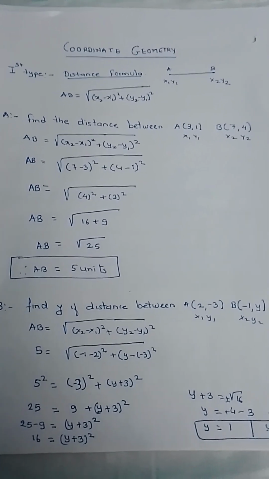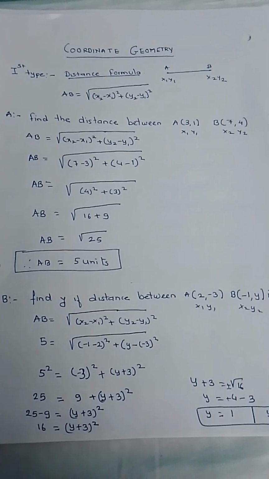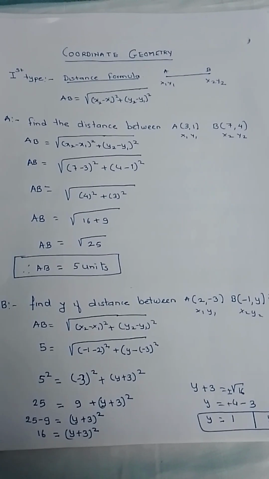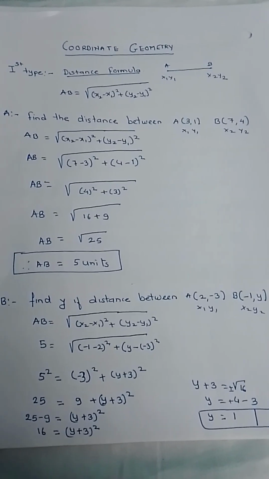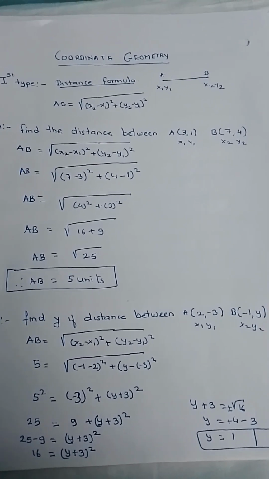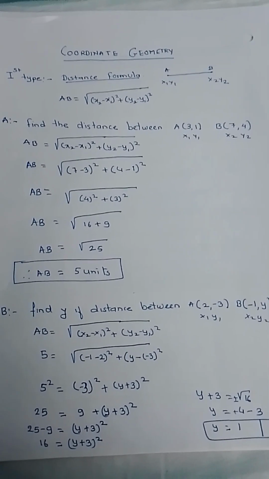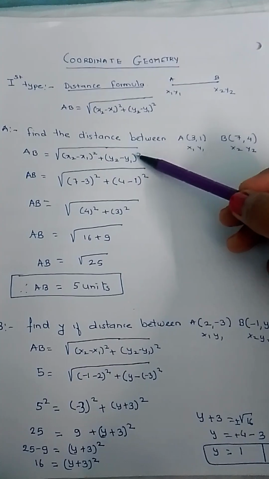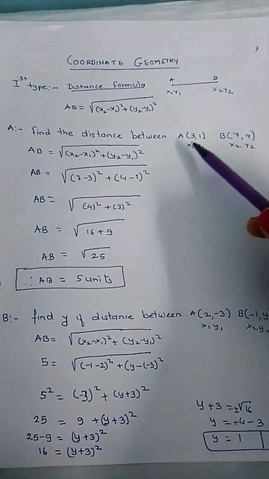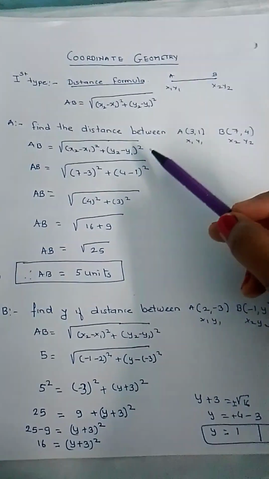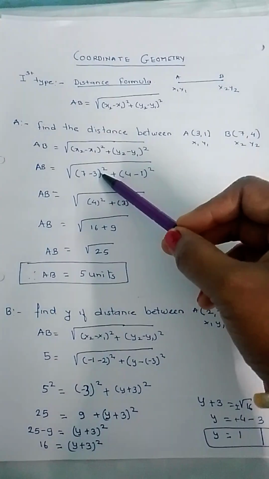The question is: find the distance between A and B. A coordinates are 3, 1, B coordinates are 7, 4. The 3 is x1, 1 is y1, 7 is x2, 4 is y2. Put the formula and substitute the values accordingly. For x2 put 7, for x1 put 3, y2 is 4, y1 is 1, raised to the power square.